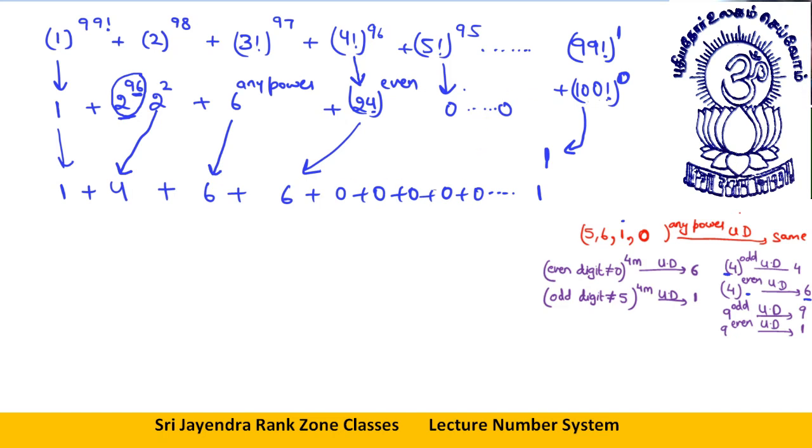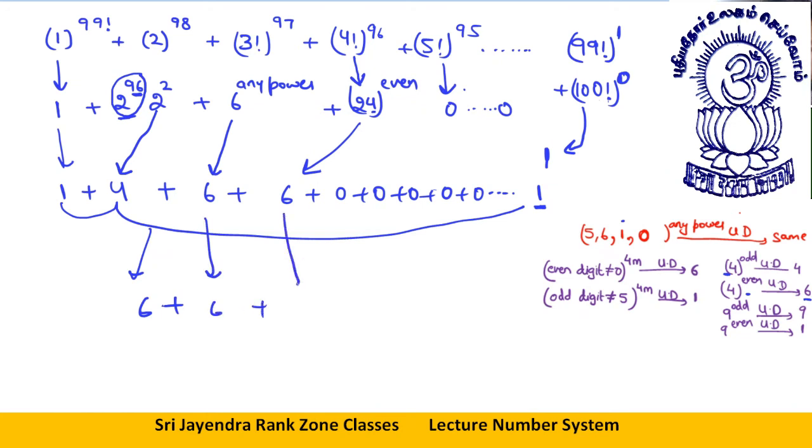But in the last, we have 100 factorial raised to power 0. Any number raised to power 0 will give me a 1. So here I'll get a unit digit as 1. So my final answer will be 1 plus 4 plus 1, and here I get a 6. Here also I will get a 6. Here also I will get a 6. Okay. So my final answer will be 18. Okay, dear students, so the last digit will be 8. That will be your answer.